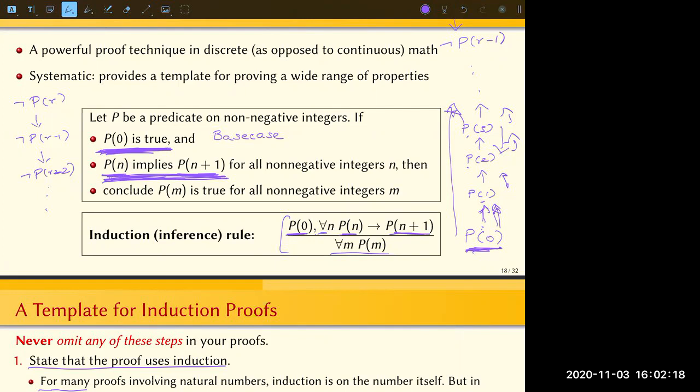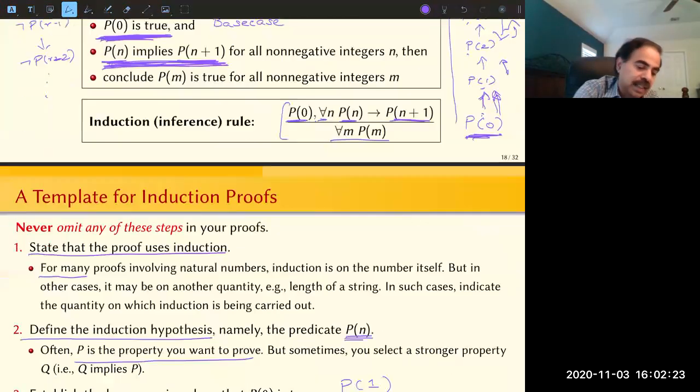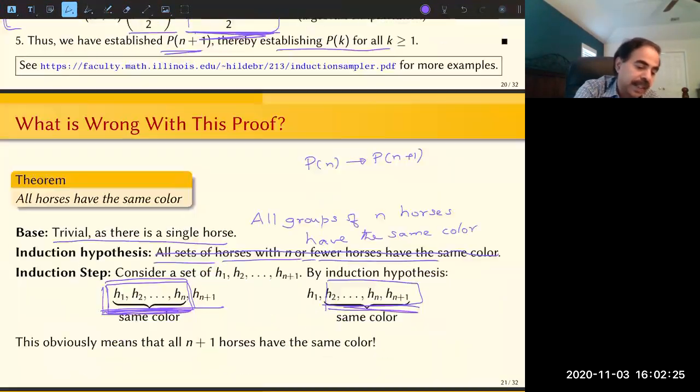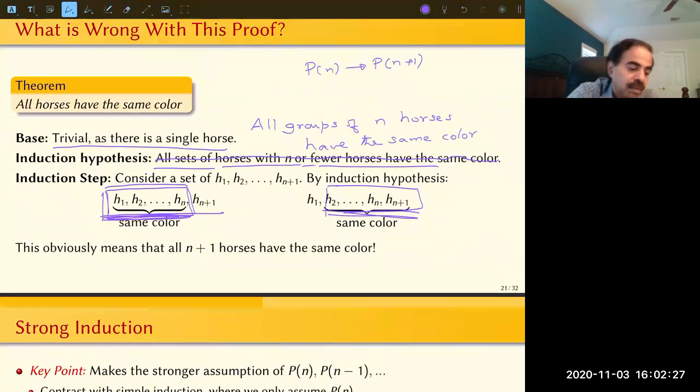Maybe you can't start the induction? No, I already started it, right? Because P of 0, or P of 1, all groups of 1 horse, of course, have the same color, right? So there is obviously nothing wrong with induction itself, because we wouldn't be studying induction if there were something wrong with induction. So Owen.